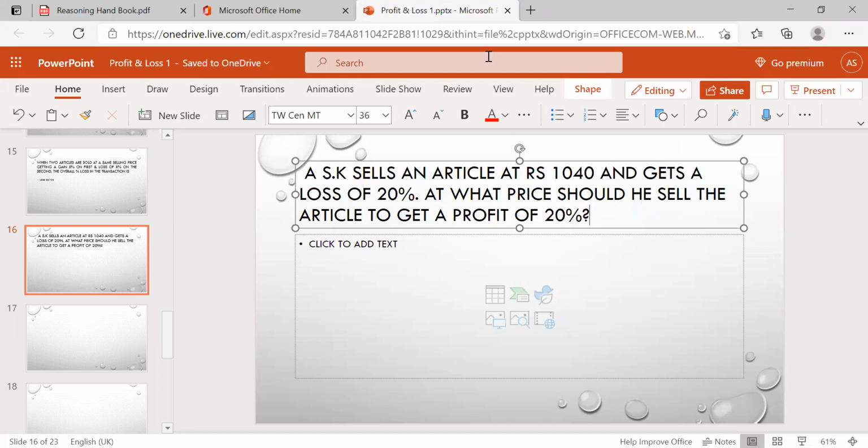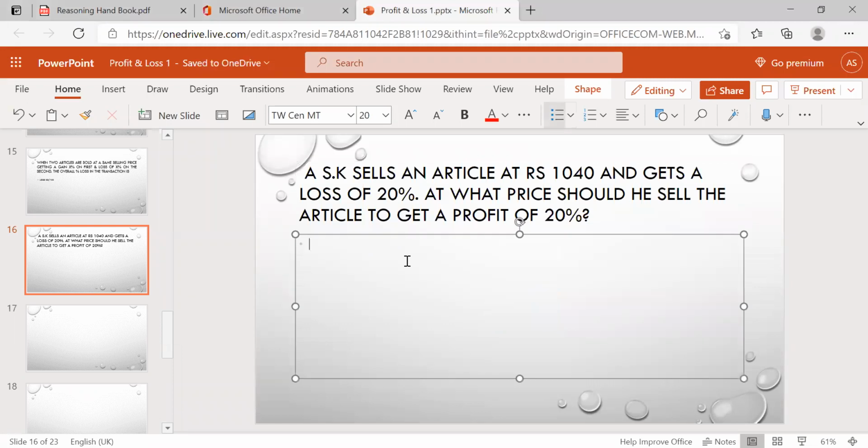And the question is here. Just check the question first of all, what they're asking. A shopkeeper sells an article. He already sells one article at 1040 rupees and he gets a loss of 20%. Now they're asking at what price should he sell the same article to get a profit of 20%. Generally, if you want to solve this one, you need to calculate the cost price first, then 20% of the cost price. But no need of all that.